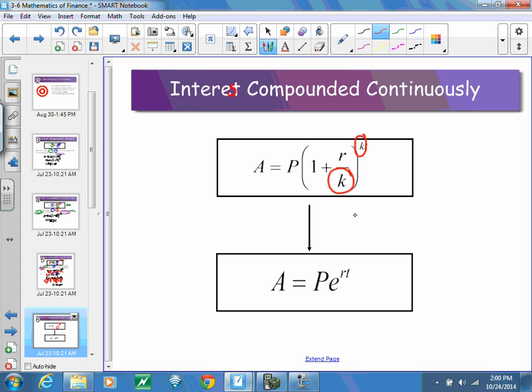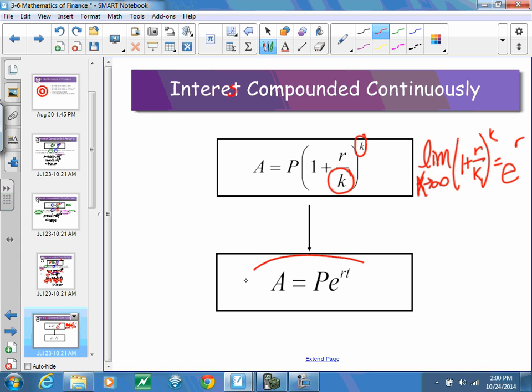If it was every second, every half of a second, the number of times that it's being compounded would increase immensely. Well, as K goes to infinity, the limit of (1 plus r over k) to the power of k, what we end up with is e to the power of r. So whatever that interest rate is, as k gets really big, that e, that 2.718 to the power of our interest rate, ends up coming from that limit.